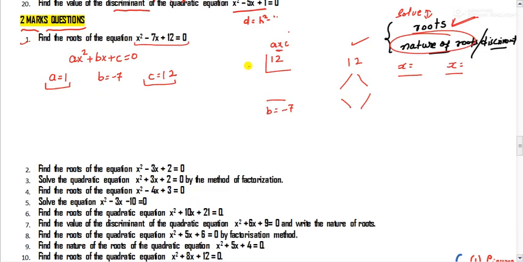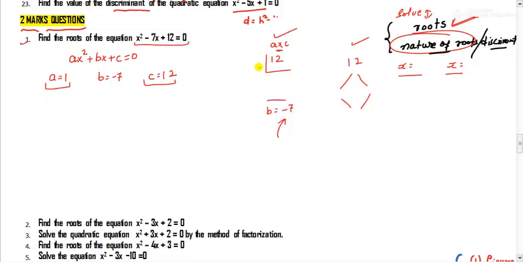Now you need two values such that when we multiply we should get this 12, and on adding we should get minus 7. Which two values can you take? Minus 3 and minus 4. Minus 4 times minus 3 is 12, correct? And minus 4 plus minus 3 is minus 7. So now replace this equation with the new terms. We are splitting the middle term. Therefore, this method is also known as splitting the middle term, or factorization.